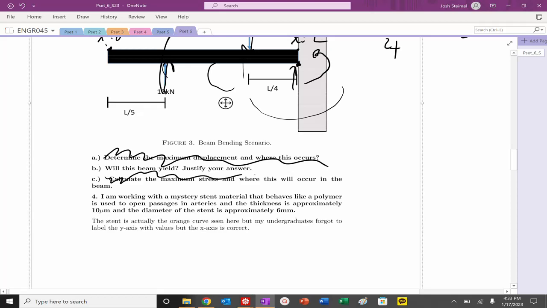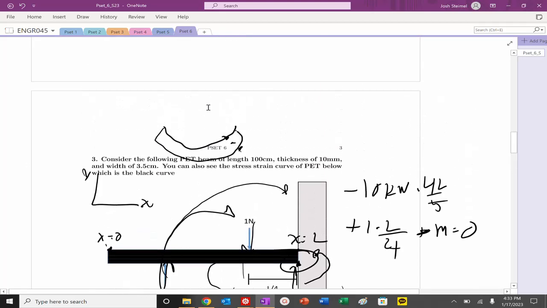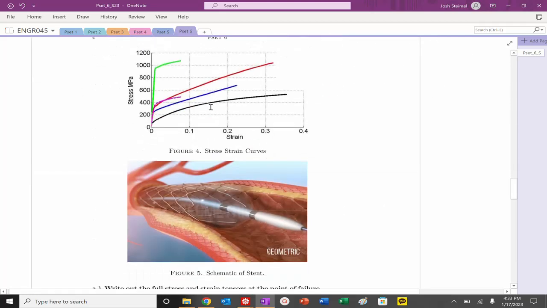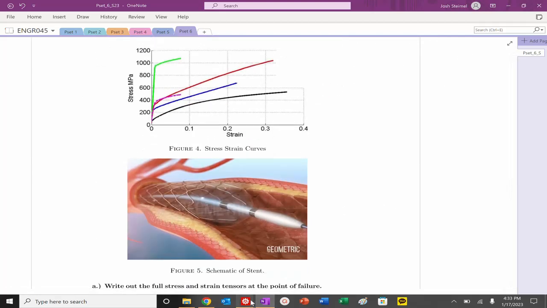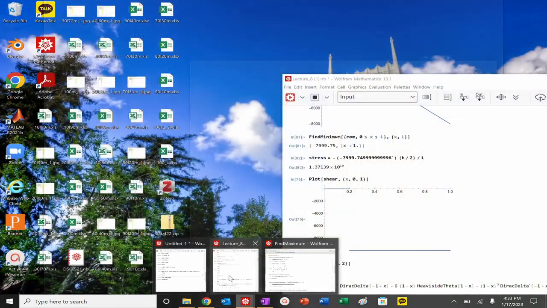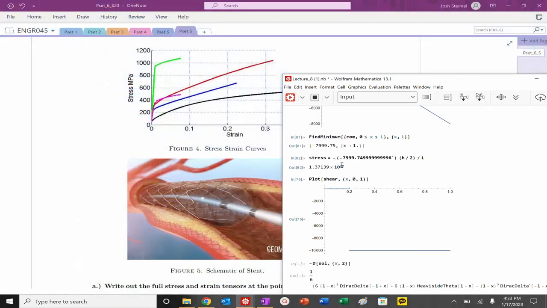So we calculate the maximum stress. It's going to occur here. We've got that. And then finally, will the beam yield? Well, it's PET, it's the black curve. So what is our stress here? I don't believe it will. Let's look at our stress. Ooh, actually, oh yeah, that for sure, that definitely will yield.